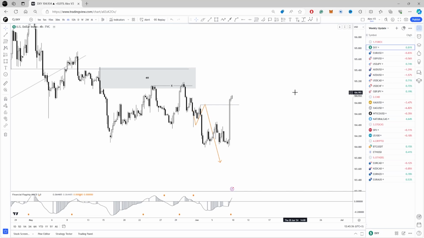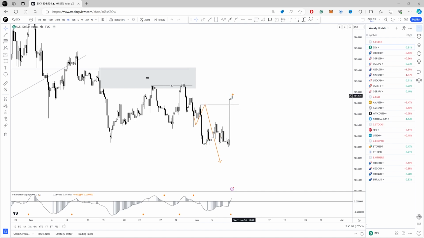Let's get going and start off with the DXY. Last week the DXY respected our analysis and created this consolidation as we expected, then went down and took out this low here, creating this lower low. Then the price created a bear trap here, and as you can see now it made a strong impulse towards the upside, breaking out this area here, creating a CHoCH.